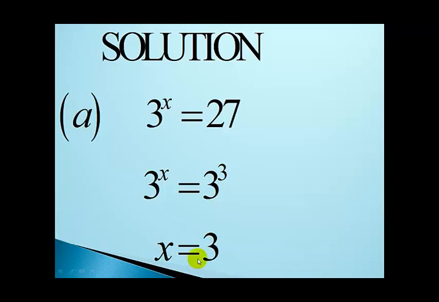Now, if you want to prove that the value of x equals 3, you only substitute 3 wherever you see x in the equation. And so, instead of 3 raised to the power x, we have 3 raised to the power 3. And 3 raised to the power 3 is equal to 27. So, you see that the left is now equal to right. That means that the value of x is equal to 3. This is what I was talking about.